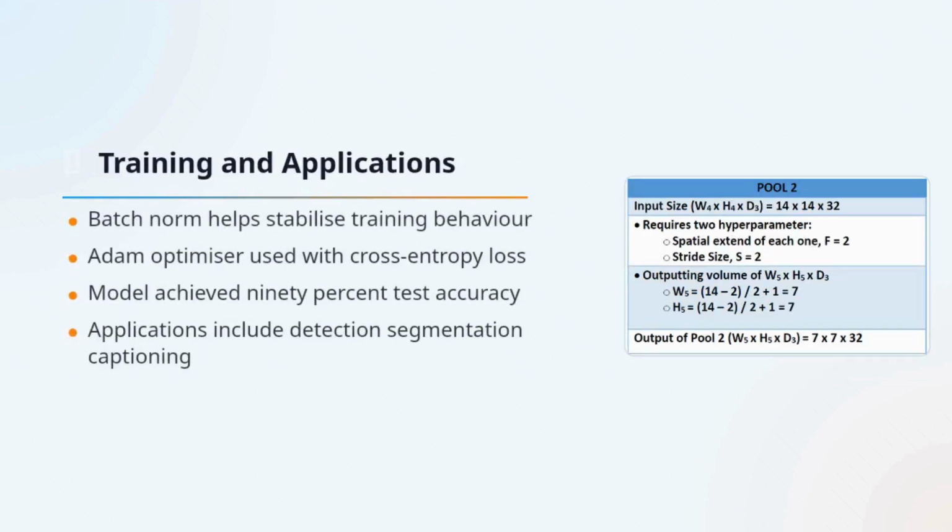The network also uses batch normalization, which helps training remain stable and reduces sensitivity to poor initialization. It was trained using cross-entropy loss and the Adam optimizer with a learning rate of 0.001, reaching 90% accuracy on the test set. Beyond this example, CNNs are widely used in object detection, semantic segmentation and image captioning. So now we have completed the full journey from CNN basics to a working architecture and real applications.